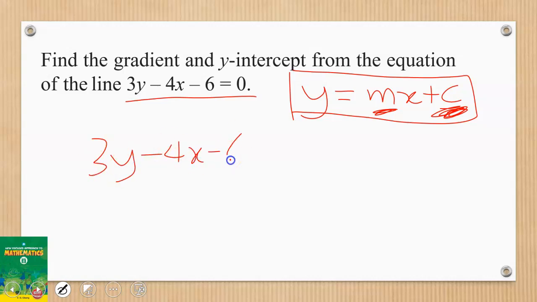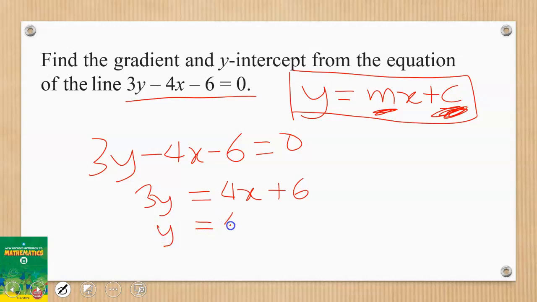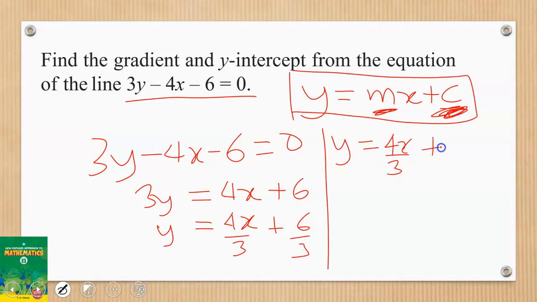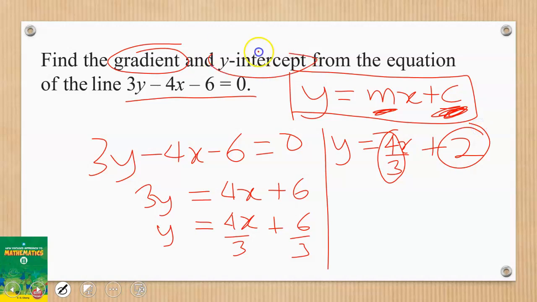And so we will rewrite the whole of this. The whole of this can be written as 3y equals positive 4x plus 6, because I'm trying to regroup them. If I divide everything by 3, then I'll have 4x over 3 plus 6 over 3. In the simplest form, I can say y is equals to 4x over 3 plus 2. In this case, the 4 over 3 represents our gradient, whilst 2 represents our y-intercept. I hope it makes sense. Let's try another one.